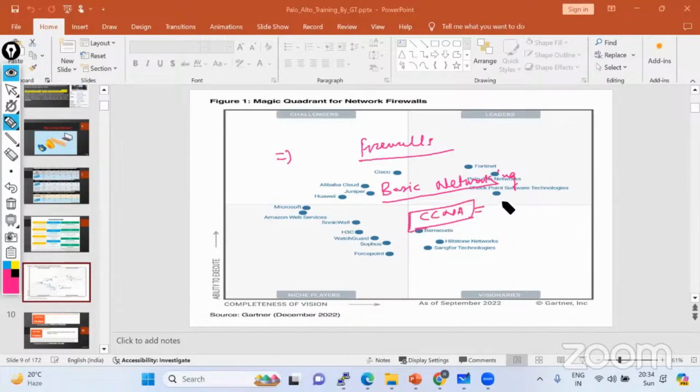Anything you are planning, even if you are planning for cloud networking, cloud security, firewalls, or even the proxy, please go and first learn basic networking, the CCNA. It's mandatory, my dear friends.